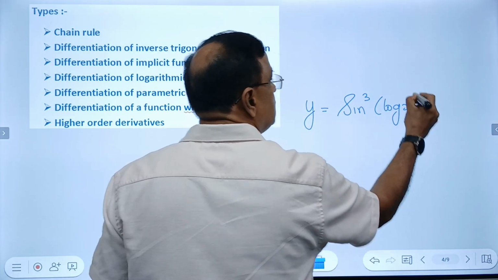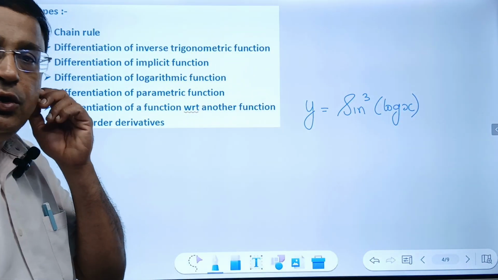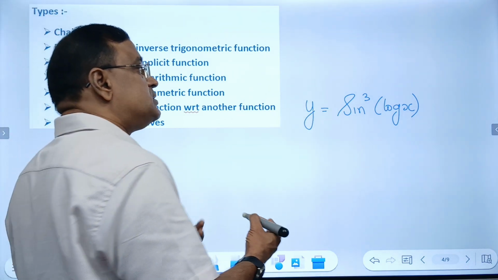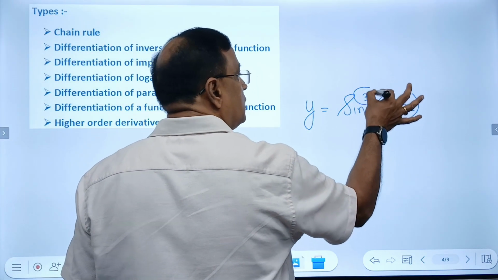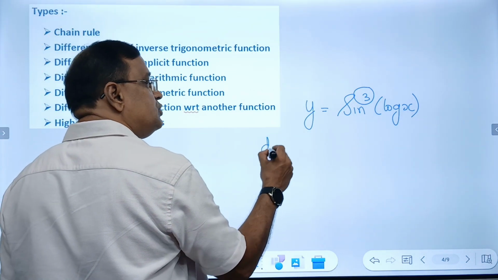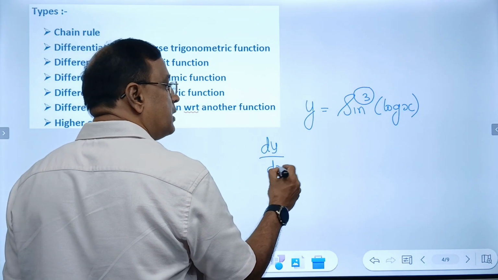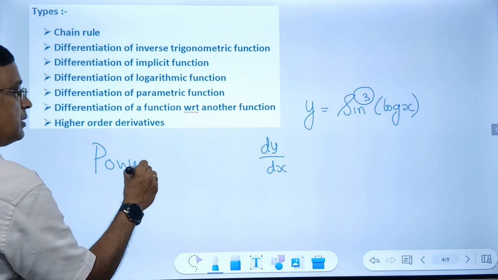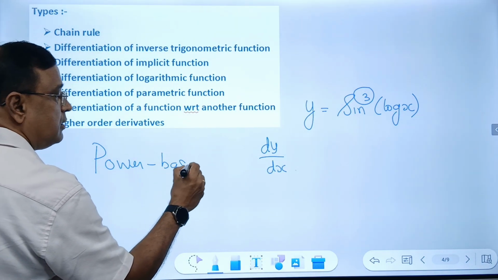I want to differentiate a function like sine cube log x. Okay, how do I look at it? I always start from the outermost term. What is the outermost term? It is 3. So first I will differentiate the power. I also use these words: power, base, angle.